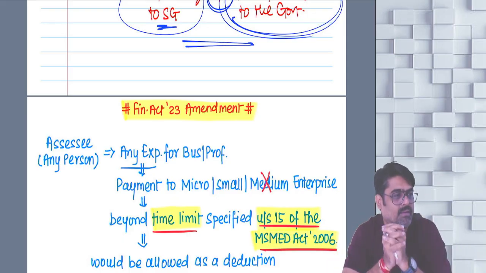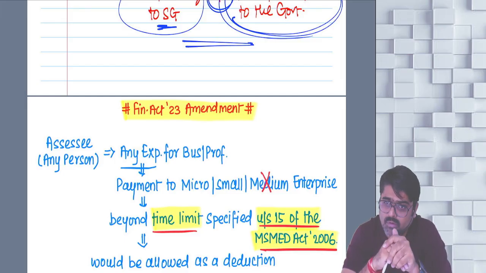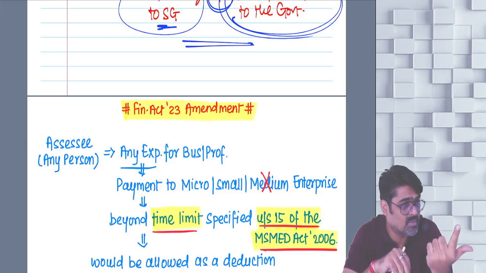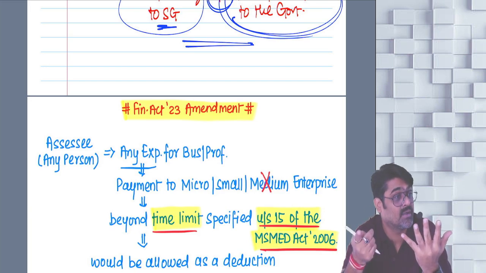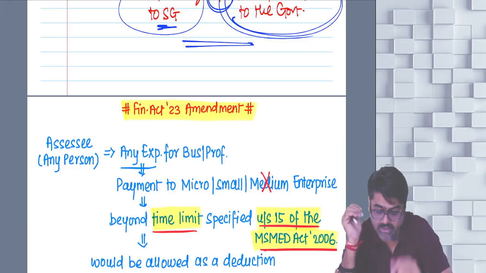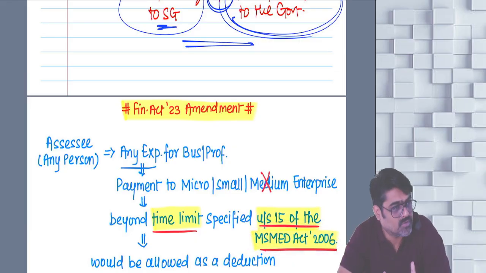Any payment, any amount, any sum payable to any micro or small enterprise. Do you know micro, small and medium enterprises? MSME. Micro, Small and Medium Enterprises Development Act 2006. There is one law in India, the MSMED Act.